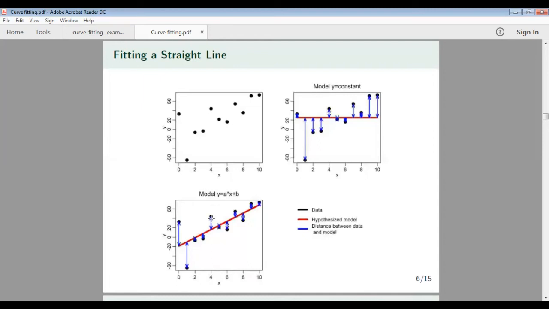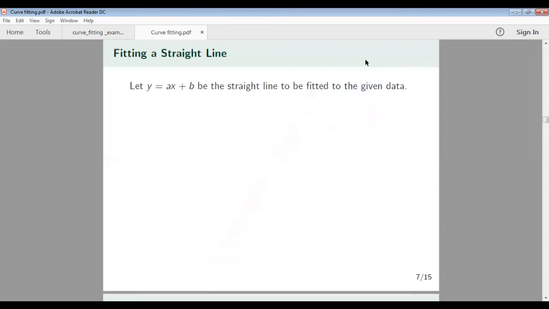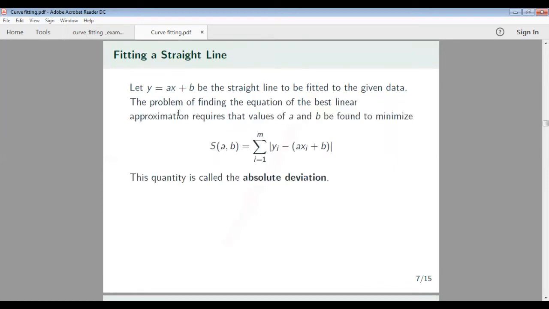At first, we are going to fit a straight line to the given data points, and we know that the straight line has the equation y equal to ax plus b, where a and b are constants. So the essential problem is to find minimum values for a and b.